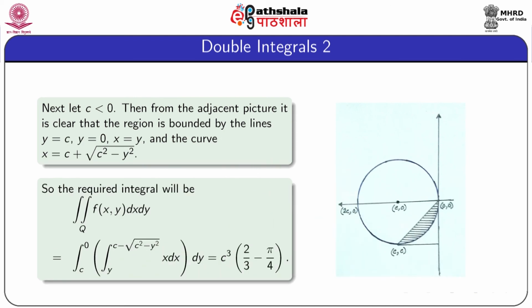Next, let c be less than 0. Then from the adjacent picture, it is clear that the region is bounded by the lines y equal to c, y equal to 0, x equal to y, and the curve x equal to c plus root over c square minus y square. Here also we can evaluate the required integral. We have calculated it here.